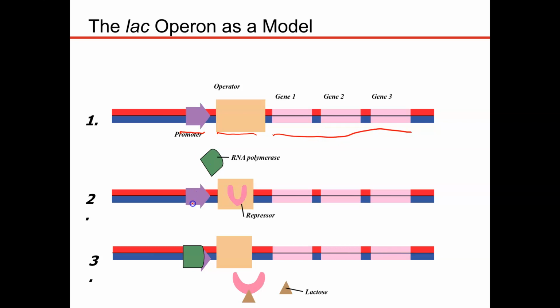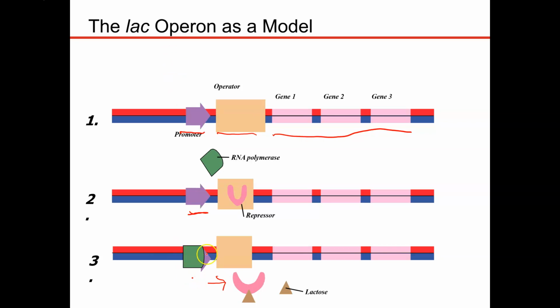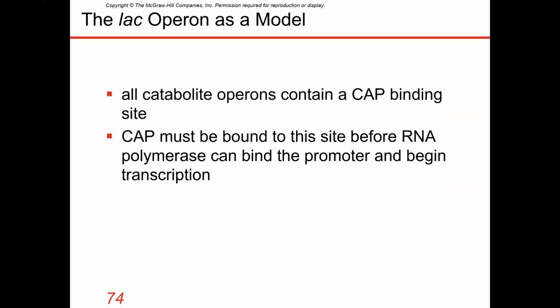RNA polymerase, even if it binds to the promoter region, if the repressor protein is in place, you can't produce the structural genes. The only way the genes can be produced is if there is an inducer that binds to the repressor, changing the shape of the repressor protein. So there you go. Then when RNA polymerase binds to the promoter region, it can actually run and produce the structural genes.